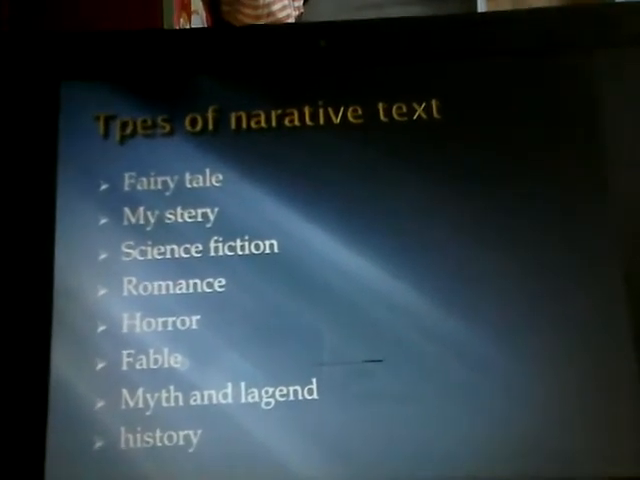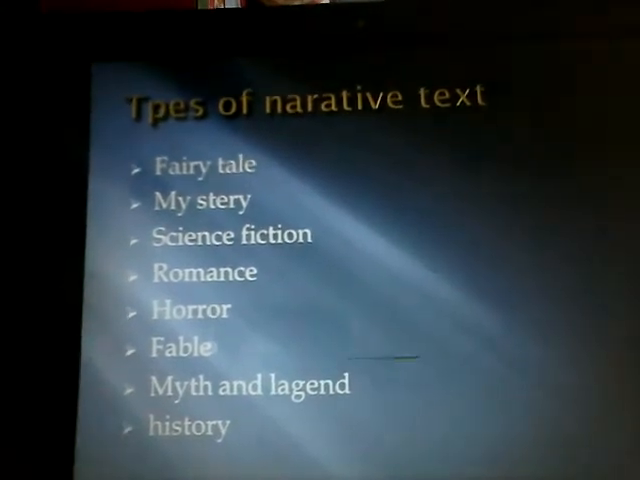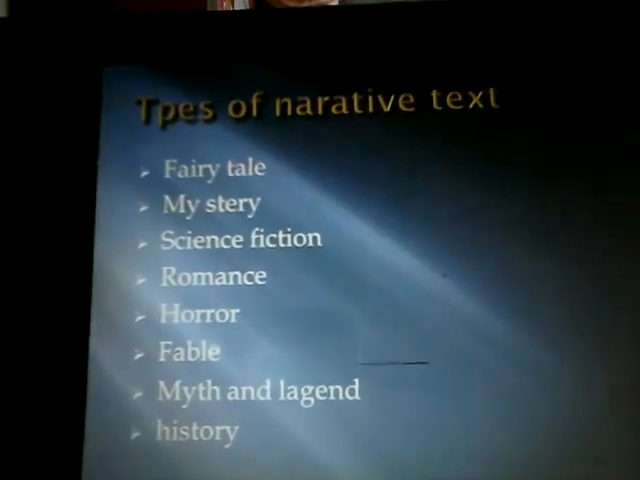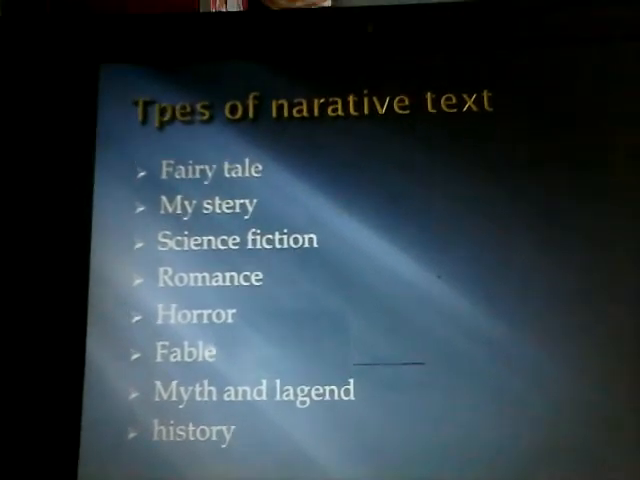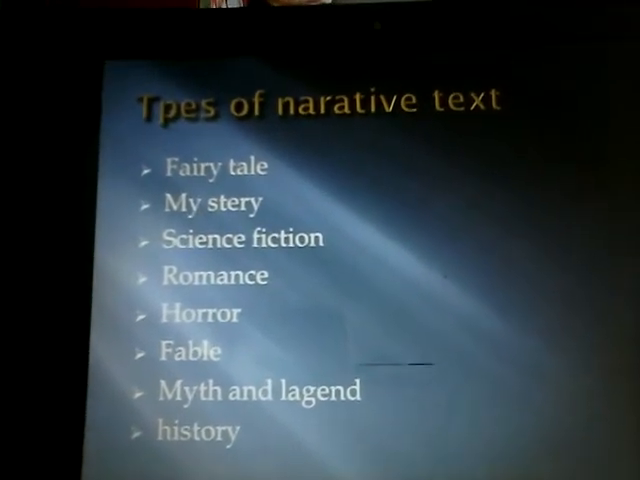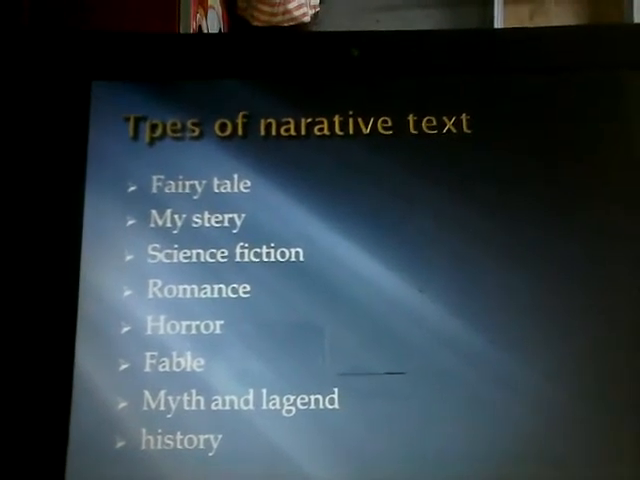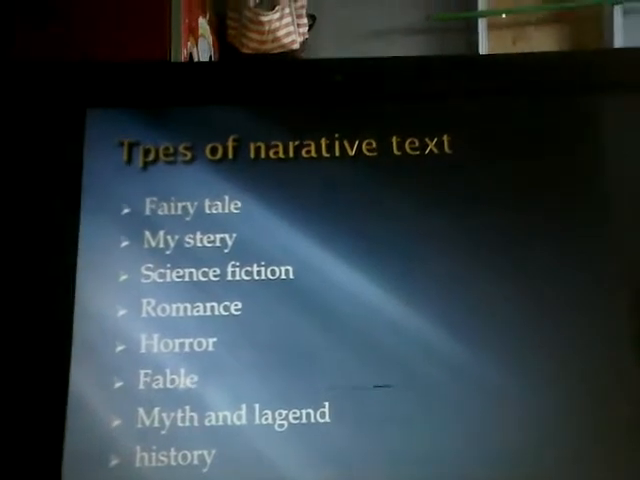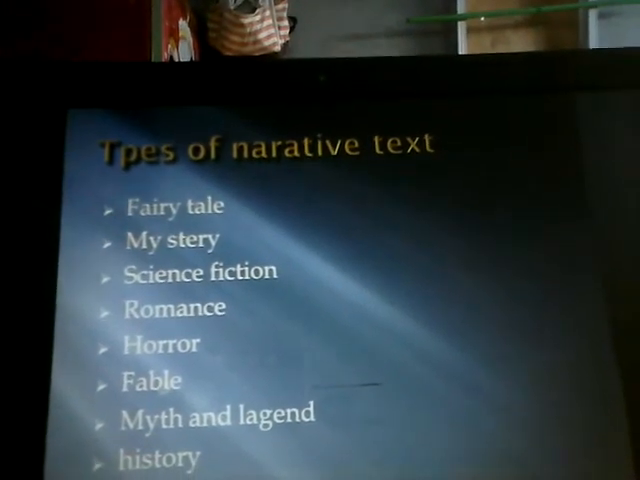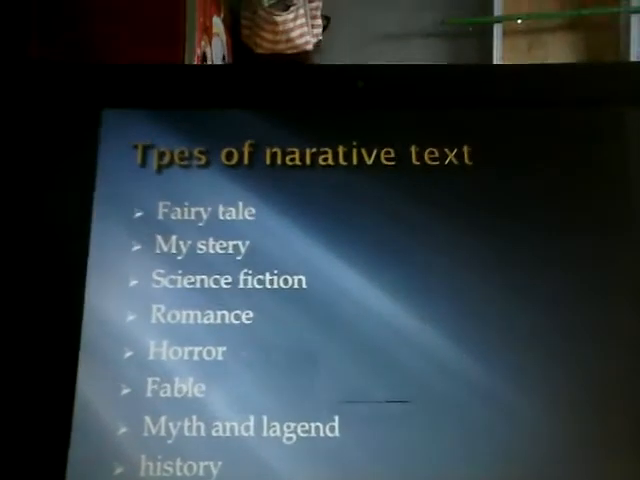We also can see, okay, this is types of narrative text. In types of narrative text, there are fairy tale, my story, science fiction, romance, horror, fable, myth and legend, and history. So it is an example from the story. So I think all of you know what is fairy tale story, science fiction story, romance story, horror story, fable story, myth and legend story, and history story.